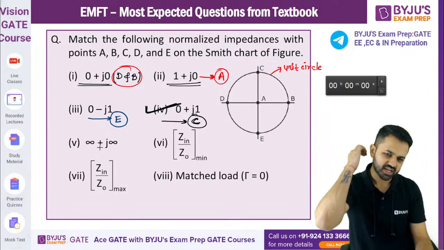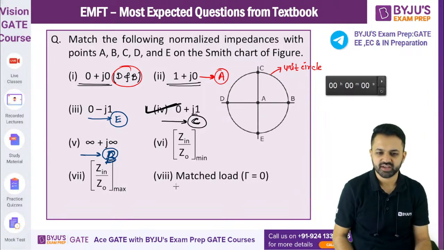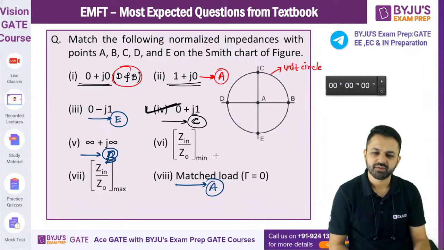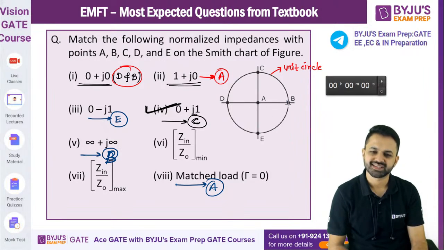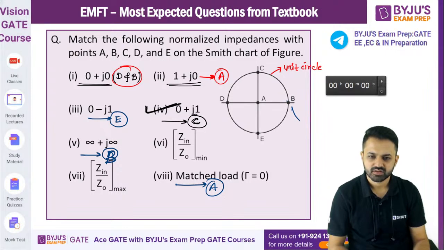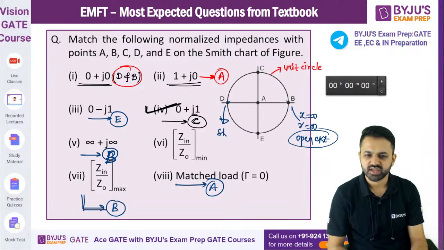Now both are infinity at B, that we have already seen. And this is the point which is representing A, the matched condition where the reflection coefficient is 0. Maximum impedance you will get where it is open, that means point B, because here you can see that this is the infinity point. So here X is also infinite, R is also infinite. That means this is the open circuited point. Here it is short circuited.